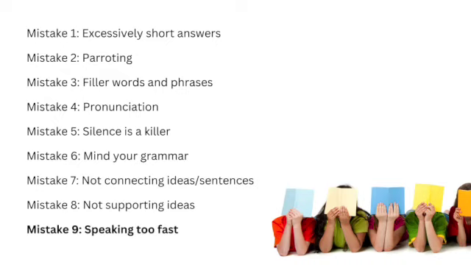Mistake number 9, speaking too fast. When students are nervous, they tend to speak fast. When they speak too fast, they become more nervous and they speak faster. And then they start mispronouncing words, and then they start forgetting words because they are so nervous and speaking so fast. And this will lead to lost marks. Take a deep breath, take your time to articulate your ideas and thoughts. It's okay to speak slower. Ensure that your speech is intelligible.